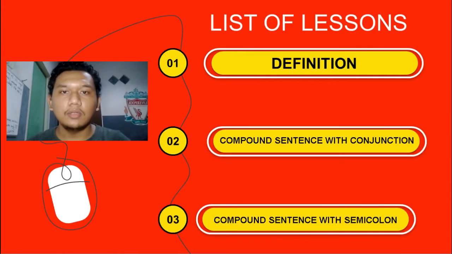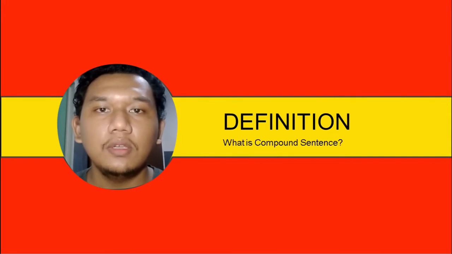Before we begin our lessons, there are three things that we will learn today. First, what is the definition of a compound sentence itself? Next, how to use a compound sentence with a conjunction. And lastly, we will learn how to use a semicolon in a compound sentence. Without further ado, let's take a look at the definition.